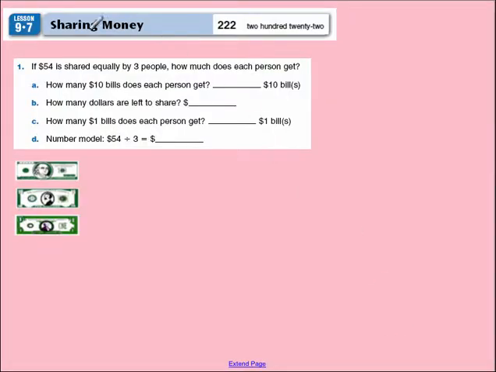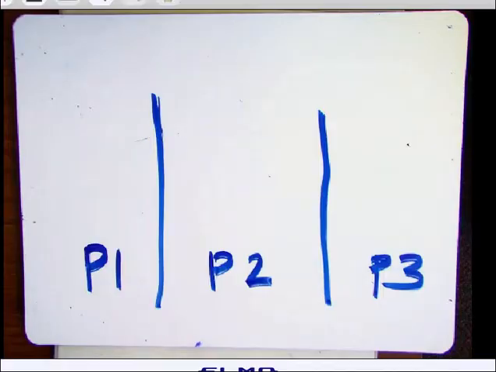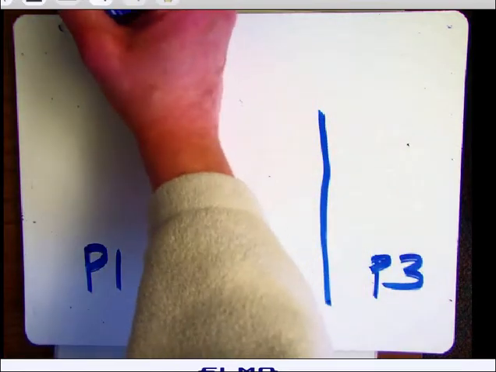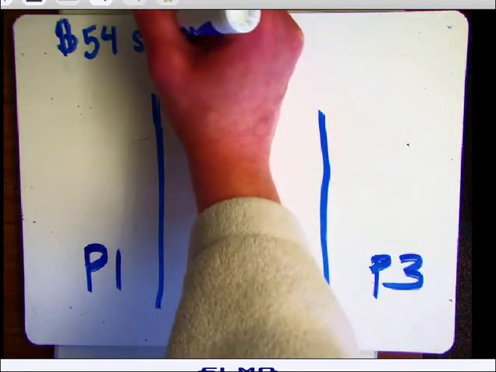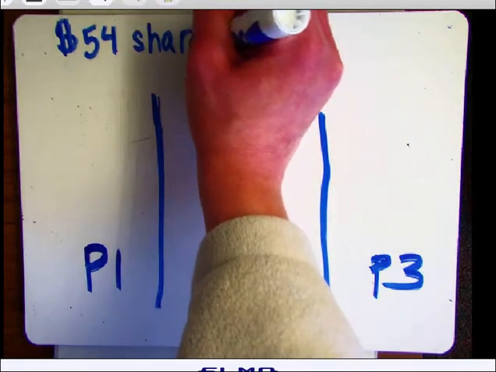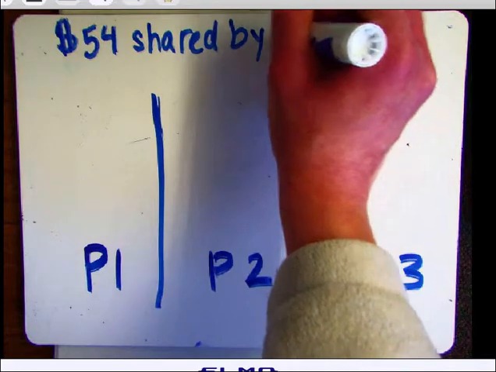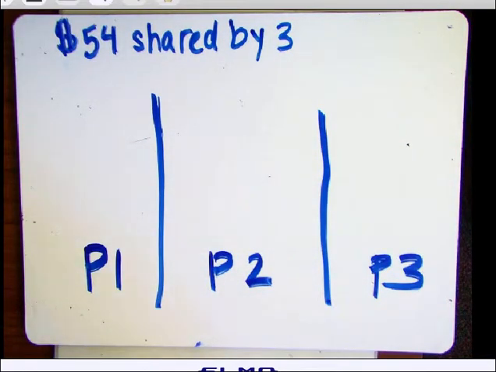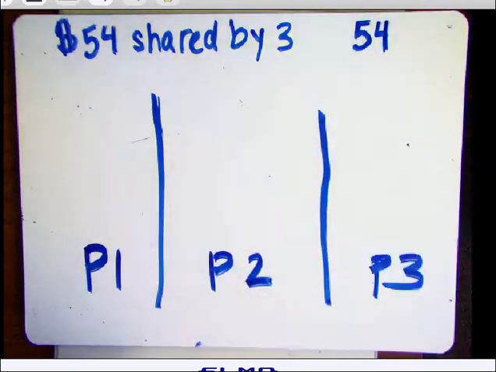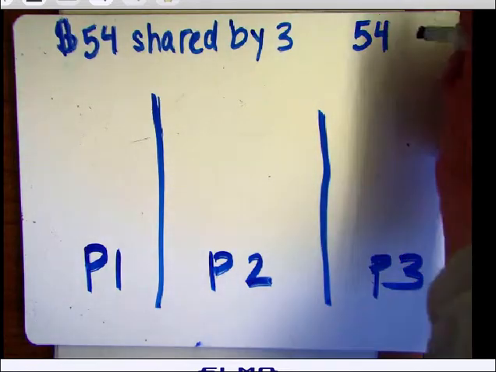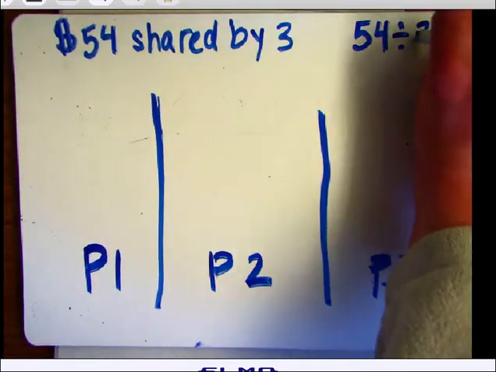I'm going to go back and double check my numbers here. I have $54 and I'm sharing it by 3 people. So let's go back over and just make some quick notes. I have $54 shared by 3. If I'm sharing equally, I know that that's going to be dividing. In this case, I have a total amount that I'm sharing among a certain amount of people. So that makes me know that, in fact, I'm going to be doing division.